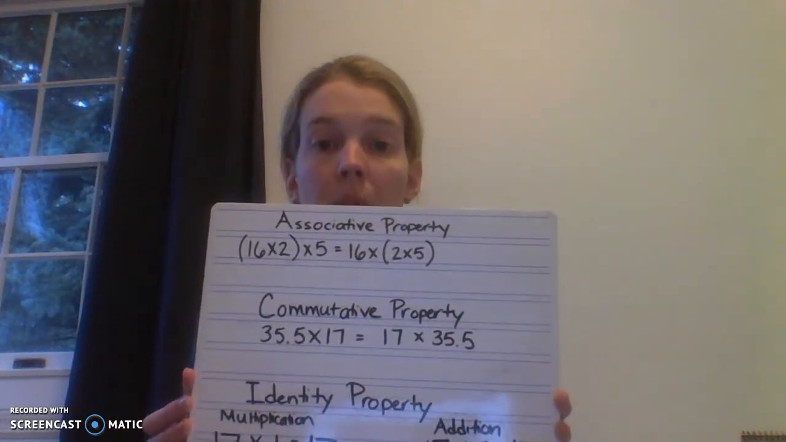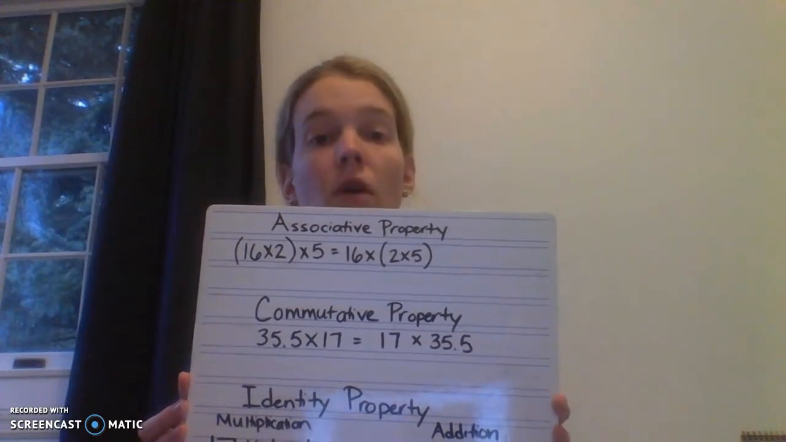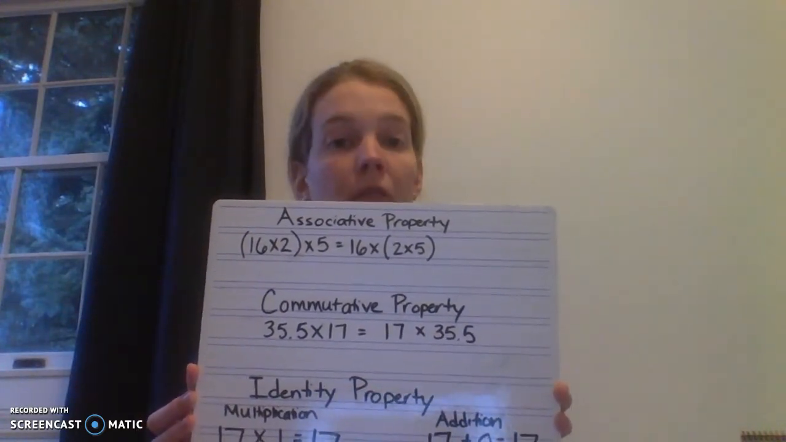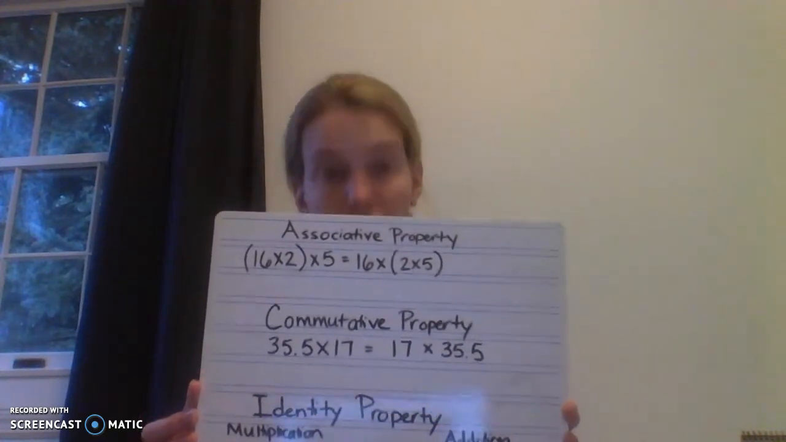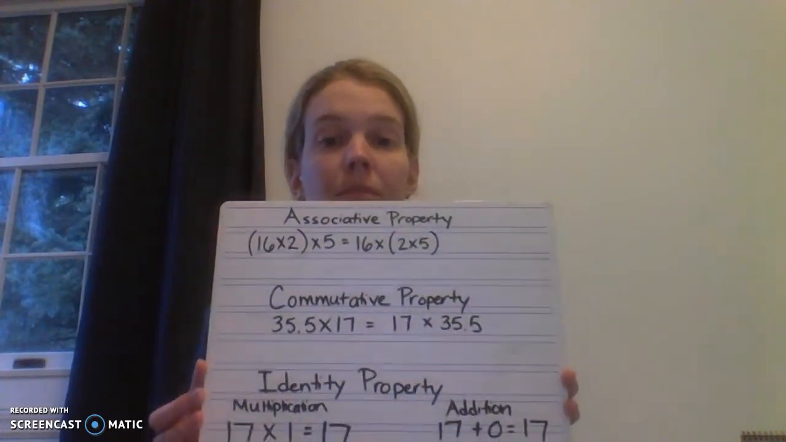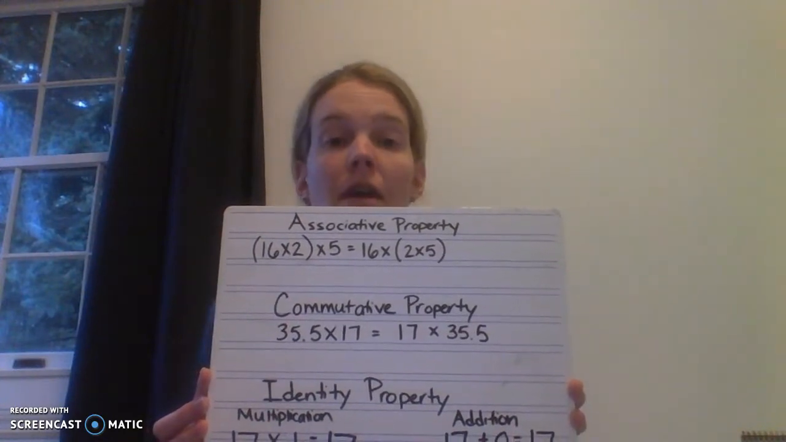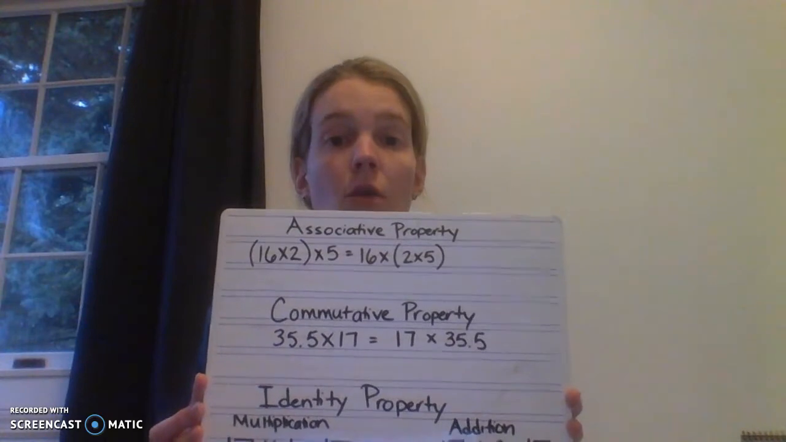The commutative property is going to be that the order switches. So the first number becomes the second number and the second number becomes the first number, but they are still equal to each other. So again, the commutative property shows that the order in which they are multiplied does not matter. Same thing with the commutative property of addition. Again, it would just be adding numbers and then switching the order.